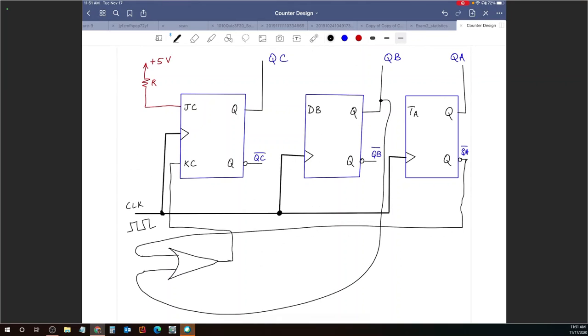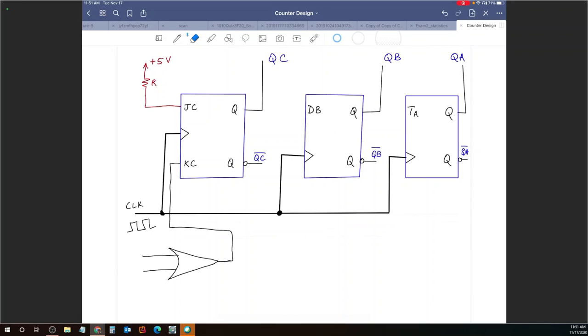Now I'm just drawing this so that you can see the connections. However, to make it a little bit more readable, what I would do is erase all of this and simply say KC over here, QA complement over there, and QB over here. But you guys know what those are, right? This is driving that, this is driving that, and this is driving that.